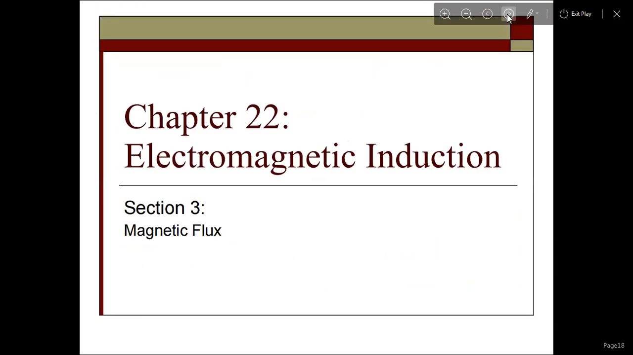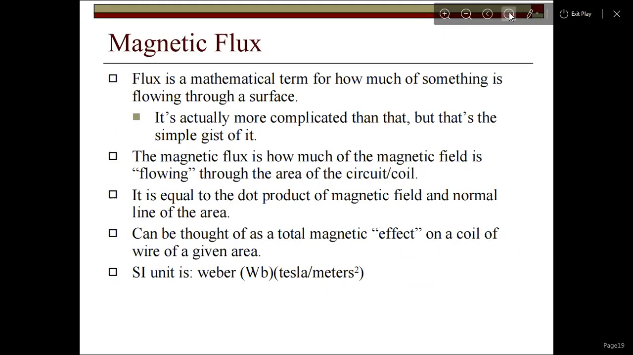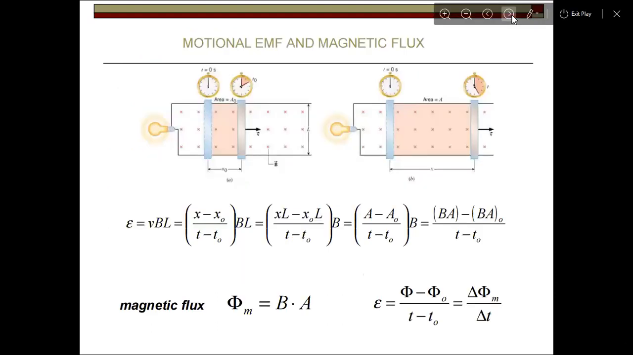Now, what is the magnetic flux? Flux is a mathematical term for how much of something is flowing through a surface. It can be more complicated, but the simplest case of magnetic flux is how much of the magnetic field is flowing through it, and we also discussed it in our previous lecture. So, motional EMF and magnetic flux: magnetic flux equals BA, where B is the magnetic field and A is the area.